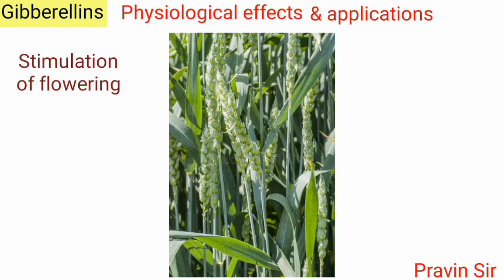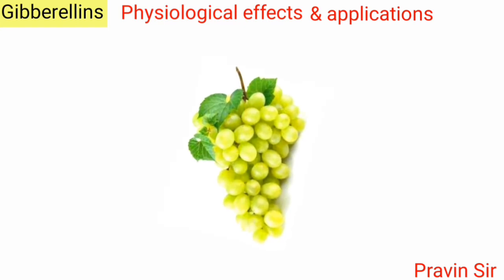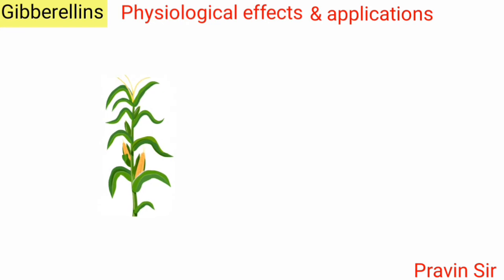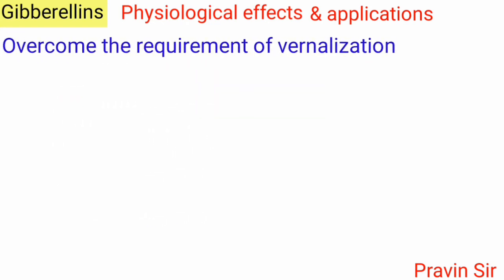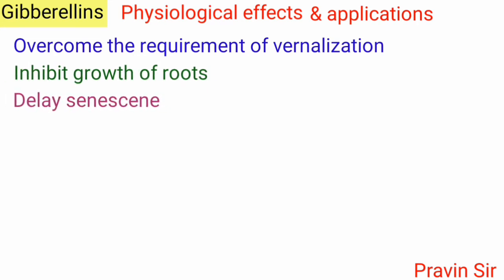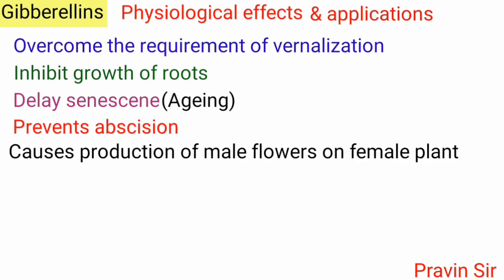Stimulation of flowering in long day plants. Used to increase the fruit size and bunch length of grapes. Increase in the height of genetically dwarf plants like maize. Overcomes the requirement of vernalization. Inhibits growth of root. Delays senescence and prevents abscission. It causes production of male flowers on female plants.